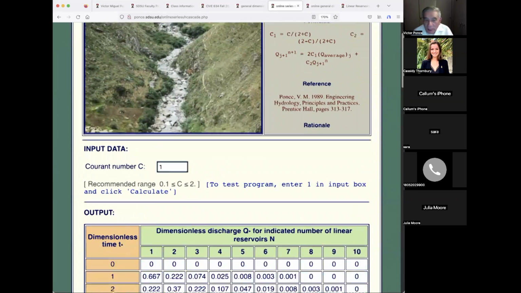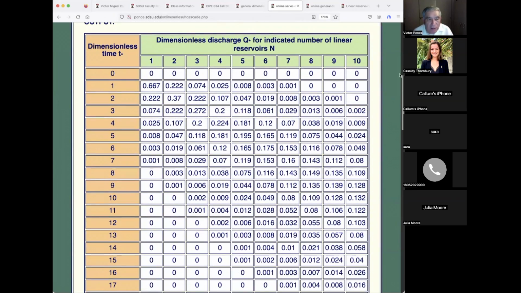Okay. So now we got in here now. What do we have? The dimensionless time and the dimensionless discharge for any one of 10 reservoirs. So for 1 is this one, the vertical line shows 1 unit hydrograph. For 1 reservoir, 2 reservoirs, 3 reservoirs, 4 reservoirs, up to 10 reservoirs. And as you can see, look at this. The peak for 1 reservoir is 0.667. The peak for 2 reservoirs is 0.37. The peak for 3 reservoirs is 0.27.